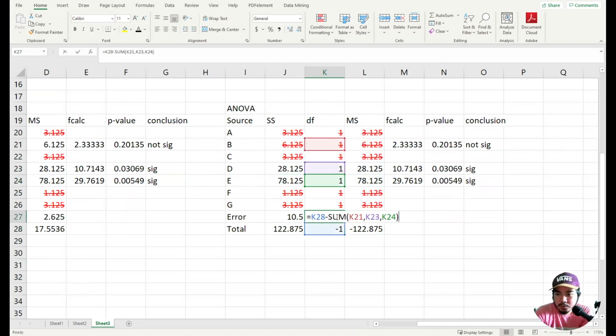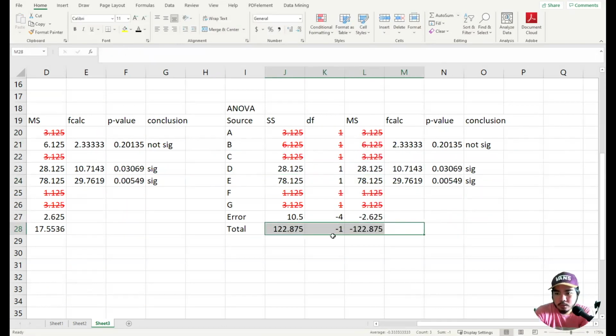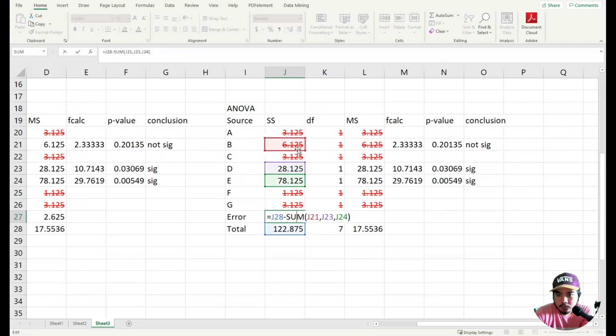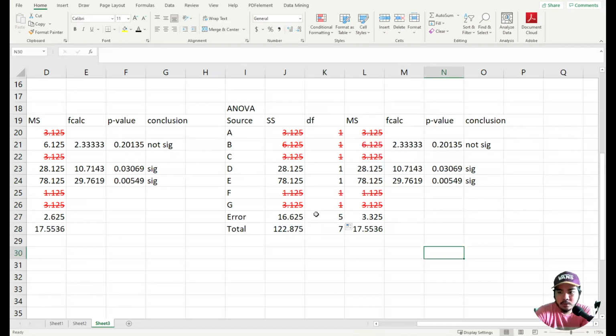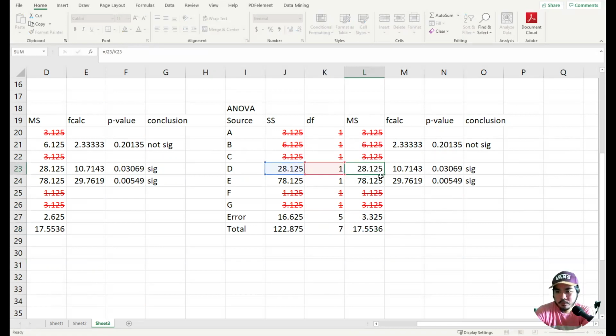This now becomes, let's check na to. This is 7. Mangyayari is hindi ko isasama si J21. Tapos di rin isasama si J21. Okay? 5. Okay? Let's check kung nagbago ba. Ay, nakafix pala to. Dito dapat.